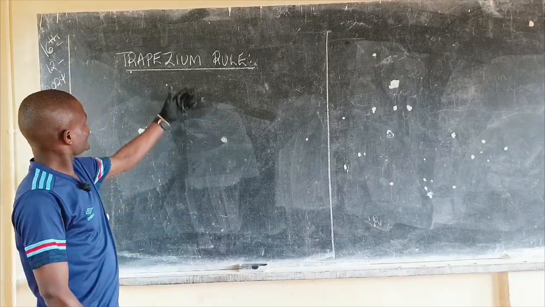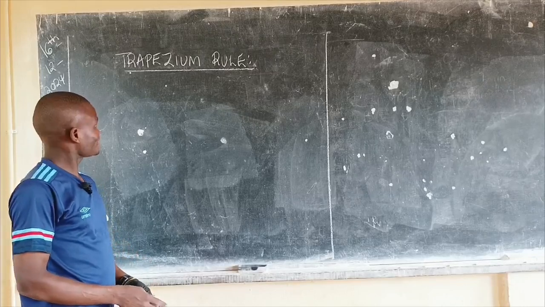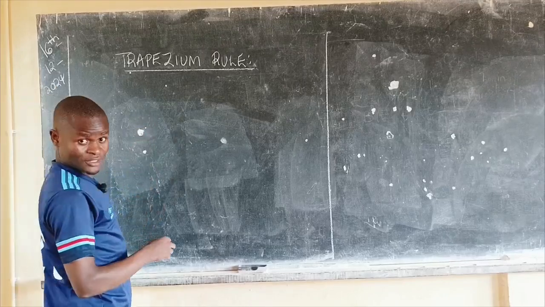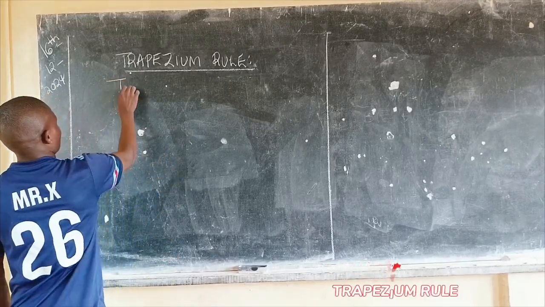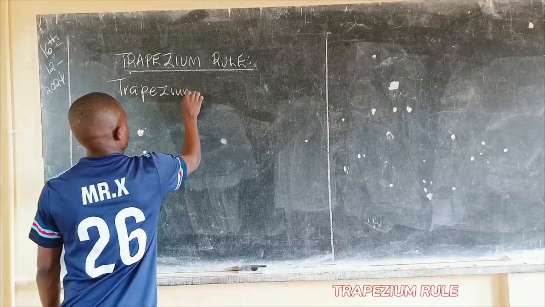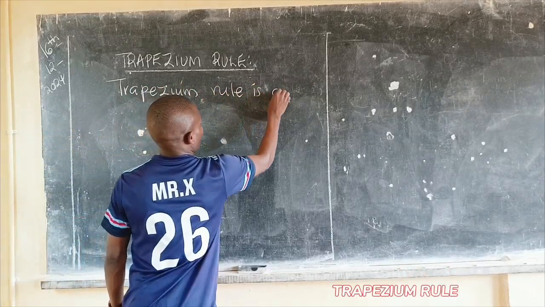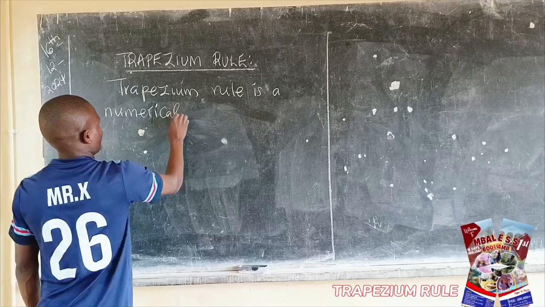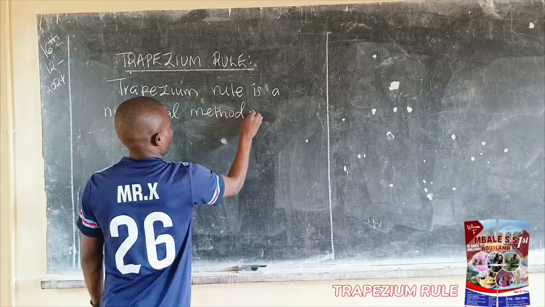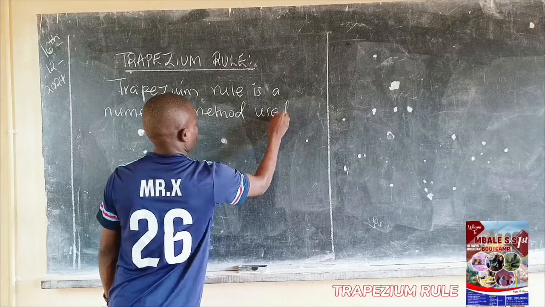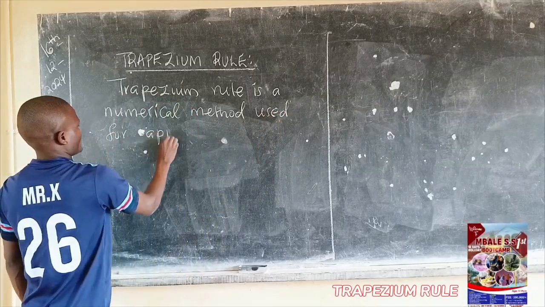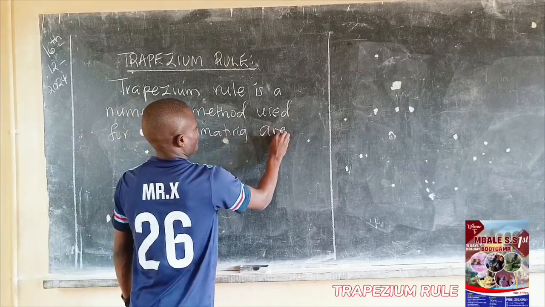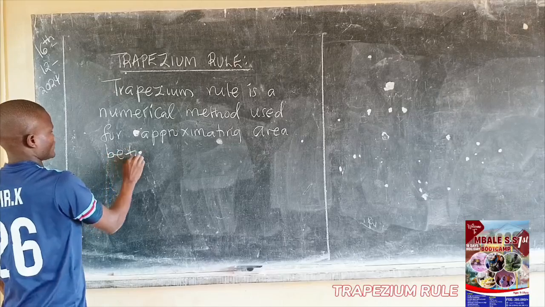So to candidates, today we have a topic called the trapezium rule, one of the numerical topics. We say the trapezium rule is a numerical method or technique used for approximating area between two curves.